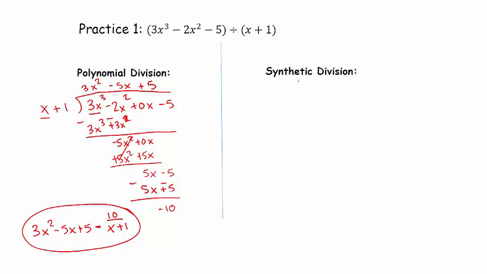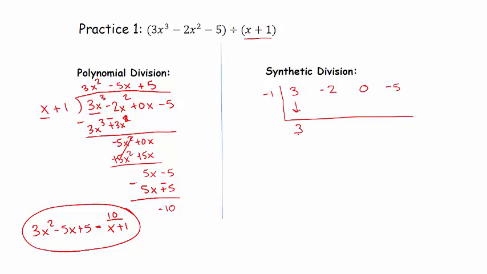All right, then we turn our attention to synthetic division. So we're going to do 3, negative 2, 0x, and negative 5. We're going to draw our L with those numbers inside, and my 0 would be negative 1. Set x plus 1 equal to 0 and solve, you get negative 1.